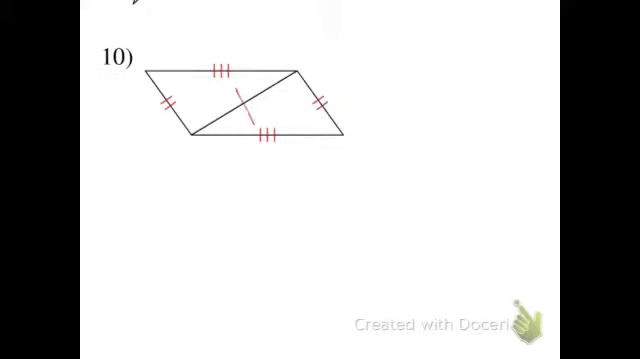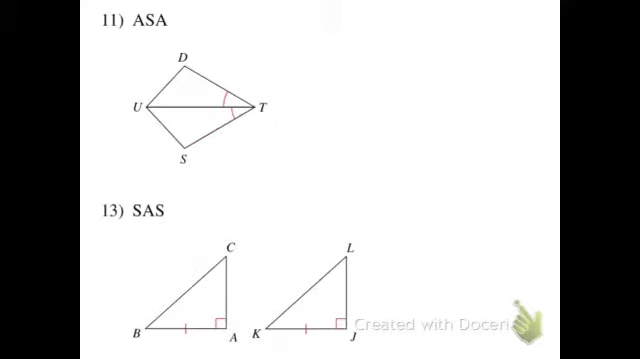On 10, we know the middle side that they share is congruent by the reflexive property, and so we have side, side, side. So we have side, side, side on both triangles. You're looking at side, side, side. So now we're on the back. You need to say what information you need still in order to get that congruency.